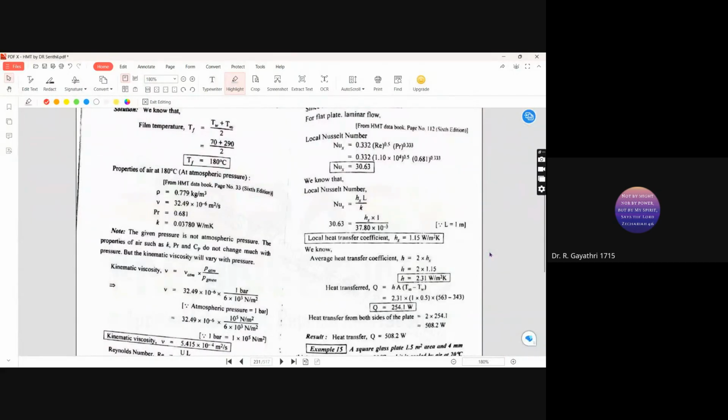In the previous problems, we found all unknowns at 1 atmospheric pressure or 1 bar. 1 bar means 10 power 5. But in this question, the pressure value is not 1 atmospheric pressure, it is 6 into 10 power 3 Newton per meter square. So we can use density, kinematic viscosity, Prandtl number, and conductivity at 1 atmospheric pressure and also at film temperature of 180 degrees centigrade.